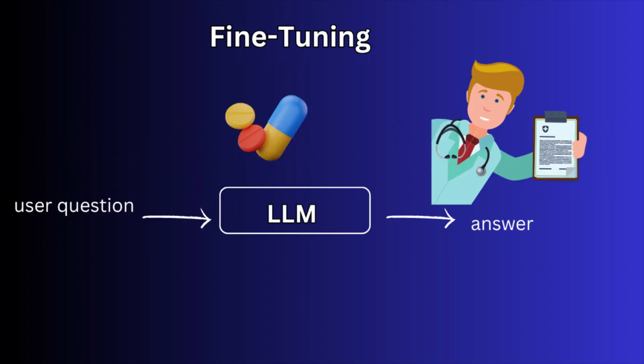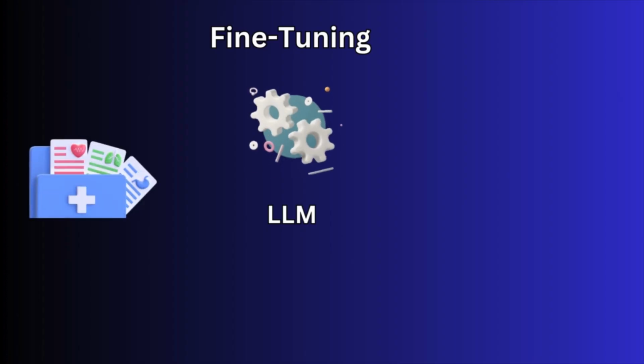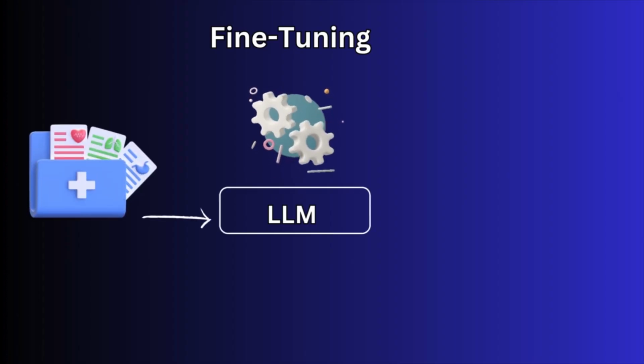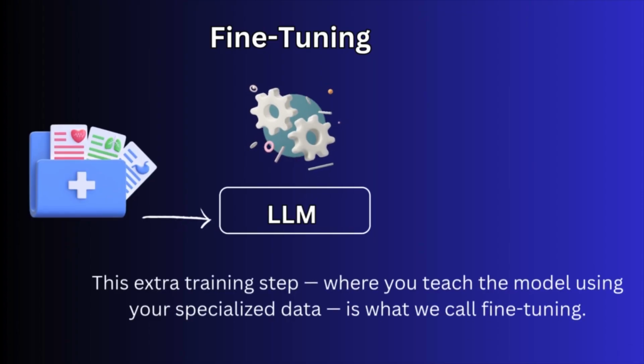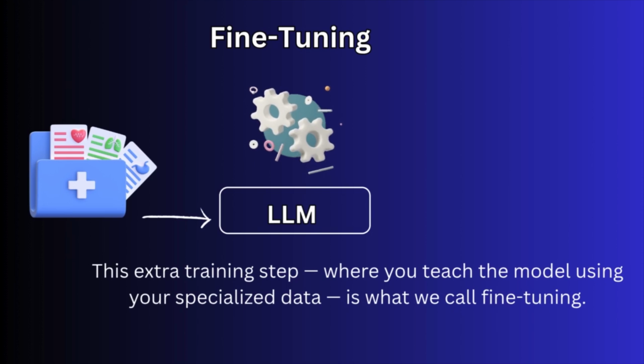Imagine you want to build an AI assistant that answers medical questions. A general LLM might give vague or even inaccurate answers in this case. But if you take that same model and train it further on reliable medical data, it becomes much better at understanding and responding to healthcare queries. That extra training step, where you teach the model using your specialized data, is what we call fine tuning.